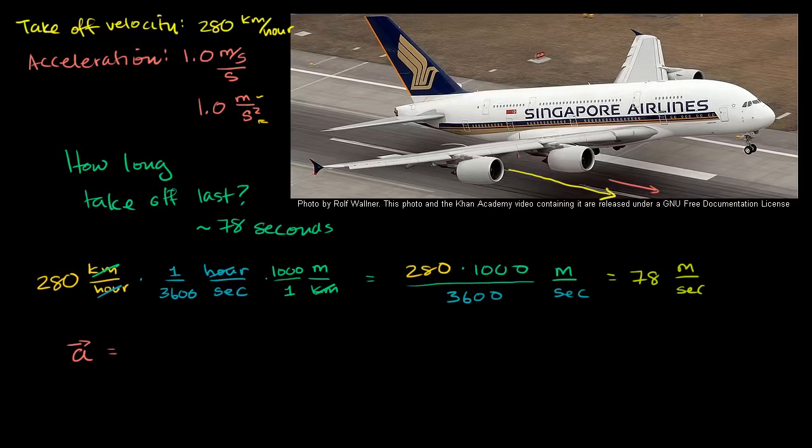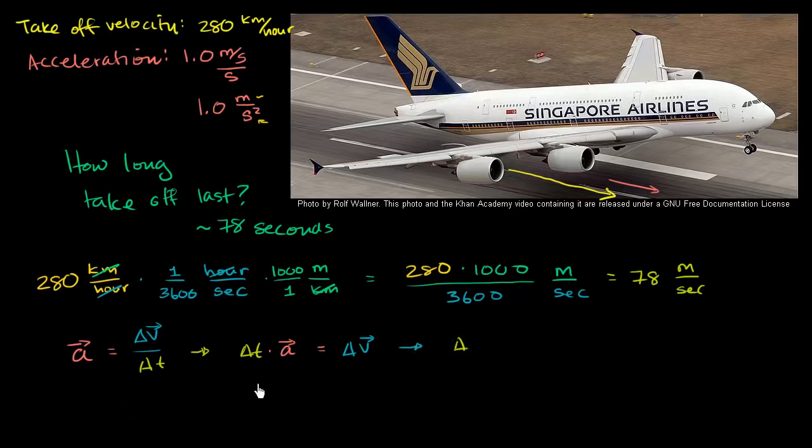The acceleration is equal to change in velocity over change in time. And we're trying to solve for how much time it takes, or the change in time. So let's multiply both sides by change in time. You get change in time times acceleration is equal to change in velocity. And to solve for change in time, divide both sides by the acceleration.